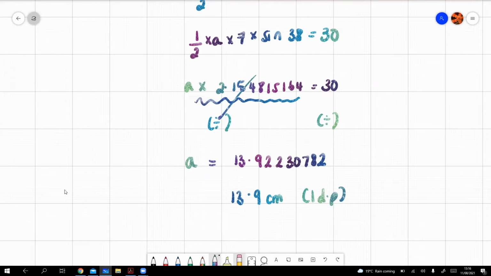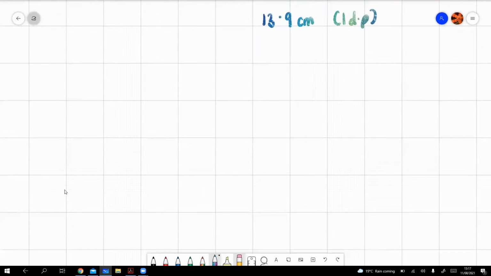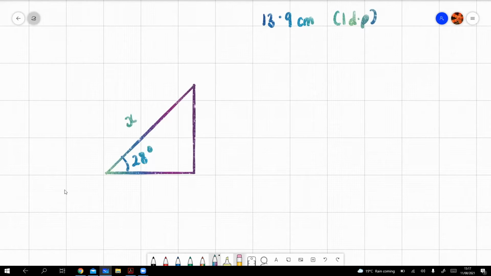Okay, pretty simple and straightforward. Okay, let's do another one like this, and then we look at working out the angle when we're going backwards. So another question like this would be, if I draw myself another triangle. Okay, we're going to say that's 28 degrees. That's X, and that's 10 centimeters. And I know the area, which is 25 meters squared.